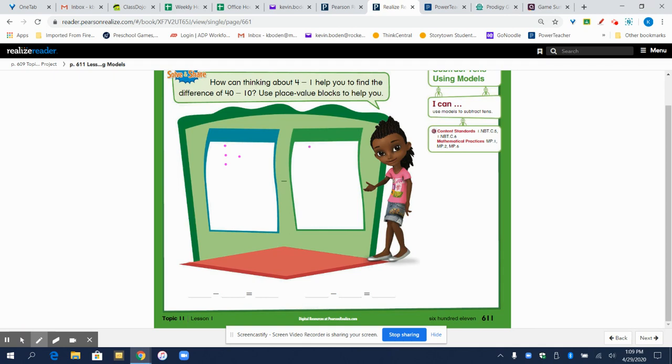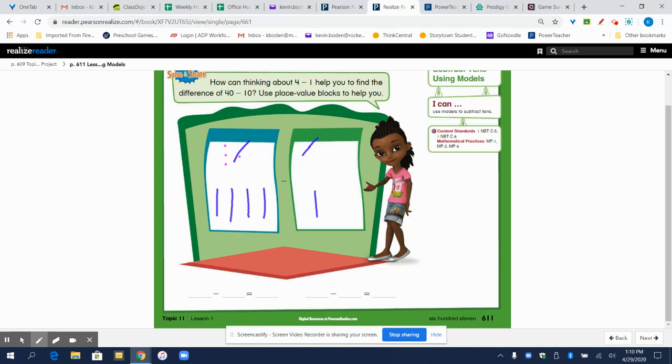Well, let's find out. So what I'm going to do is get a different color to do 4. They want us to take away 1 there and 1 there. And how many do we have left? Well, we have 3. And we're going to do the same thing when we do 40 minus 10. 10, 20, 30, 40 minus 1 10.